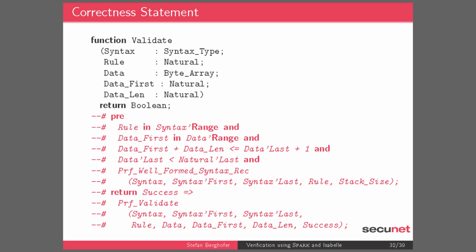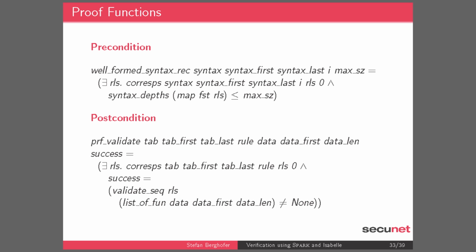So here's the correctness statement of the validation function. That also contains the signature of the function. You give it a syntax description, then a starting rule, then the actual data, which is an array of bytes. Then the index containing the first data element and the length of the data, and it will just return true or false. And there are some preconditions for that. One precondition says that the syntax rules have to be well-formed, and if this function returns success, then it must have successfully validated it.